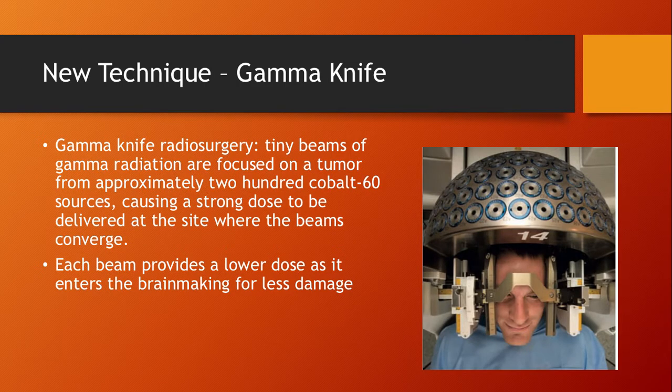Another new technique is something called the gamma knife. Okay, so gamma knife radiosurgery occurs when tiny beams of gamma radiation are focused on a tumor from approximately 200 cobalt-60 sources, causing a strong dose to be delivered at the site where the beams converge. Each beam provides a lower dose as it enters the brain, making for less damage.